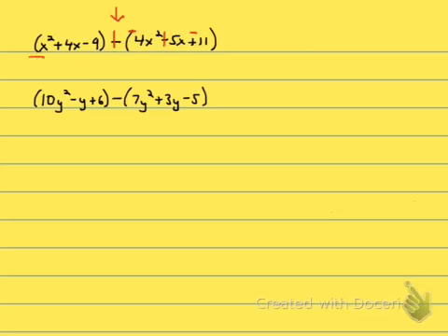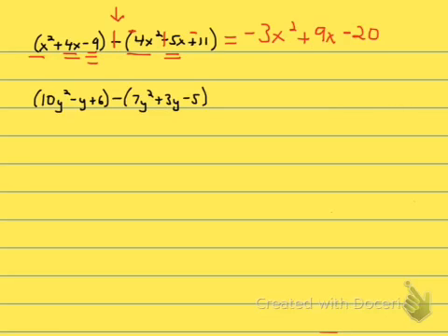Now I have x squared minus 4x squared, because this is a negative now in front of the 4, to give you negative 3x squared. 4x plus 5x gives you 9x. And negative 9 minus 11. A negative 9 and a negative 11 would give you negative 20. Negative 3x squared plus 9x minus 20.